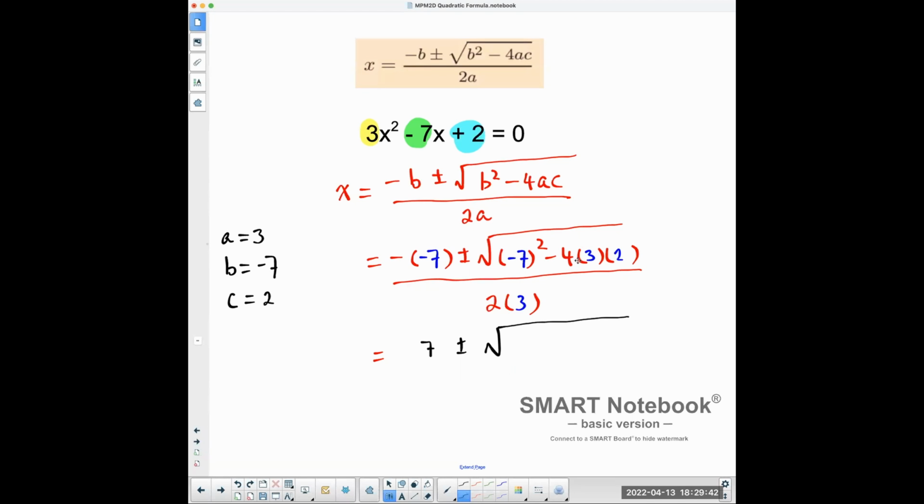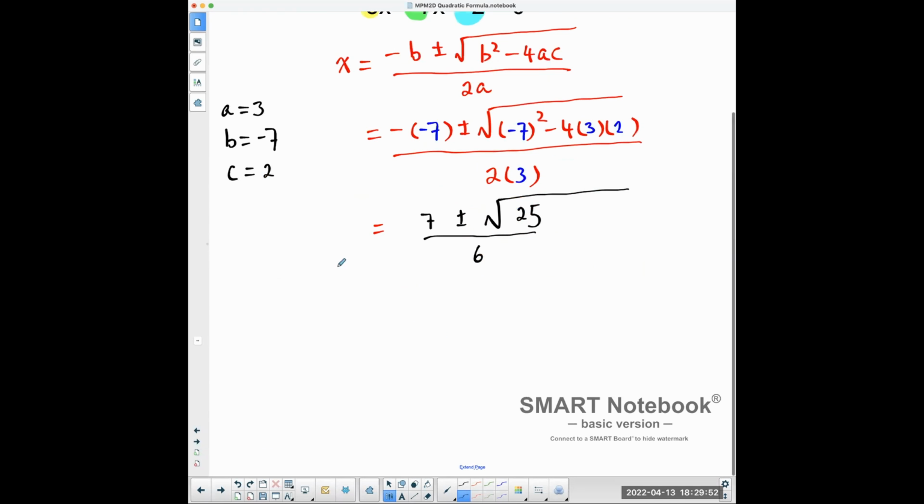49 minus 4 times 3 times 2, that's going to be 24. So you're going to get 25 inside the square root, all divided by 6. So there are 2 x-intercepts. The first x-intercept is going to be 7 plus the square root of 25 over 6. The second x-intercept is going to be 7 minus the square root of 25 over 6.